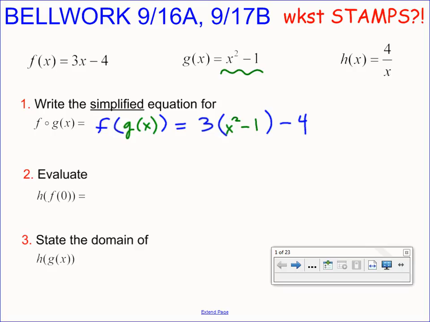It looks to me like we can take this outside factor and multiply it through the sum or difference inside the parentheses in accordance with the distributive property. And then combine like terms last. So I'm getting 3x squared minus 7 for my final.